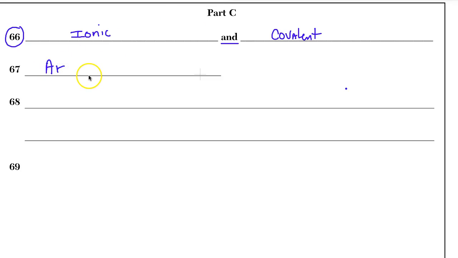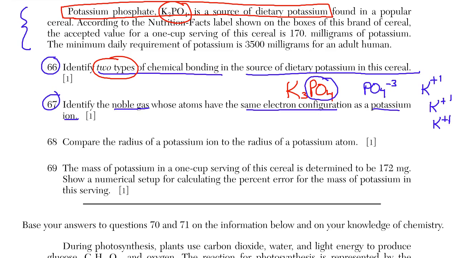You certainly could write the symbol, or you could say element 18, all good stuff. Number 68. Compare the radius of a potassium ion, that's a charged atom, to the radius of a potassium atom. I say atom, you say neutral. Atom, neutral, you're supposed to say.